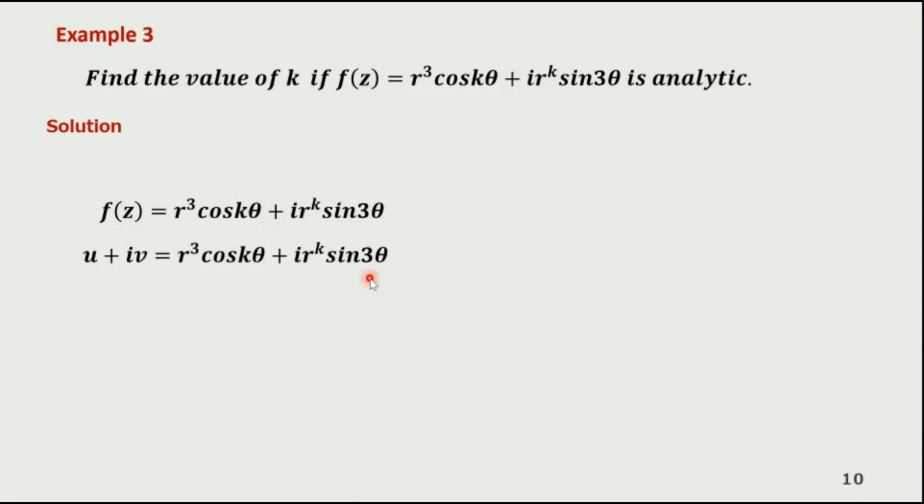Now we have to find the value of k from this. For that we are given the condition that the function is analytic. If the function is analytic, then the CR equations in polar form are satisfied. Since to apply the CR equations in polar form we have to get u and v, equating real and imaginary parts: u is equal to r cube cos k theta, v is equal to r raised to k sin 3 theta.